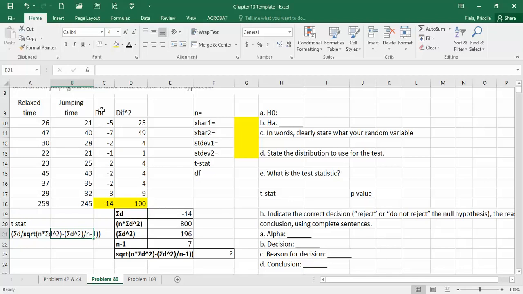So the sum of the difference squared. So right here is 14 squared. And then right here is my sample size, 8 minus 1, which is 7. And then you're going to do the square root of all of this. I hope this clarifies a little bit.